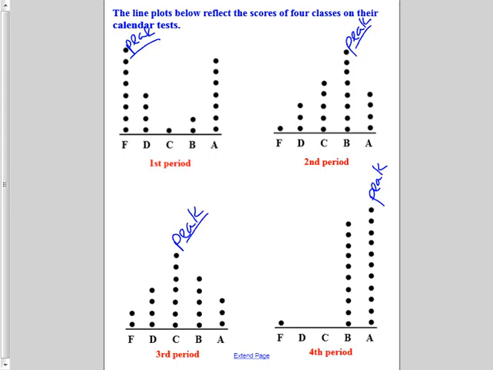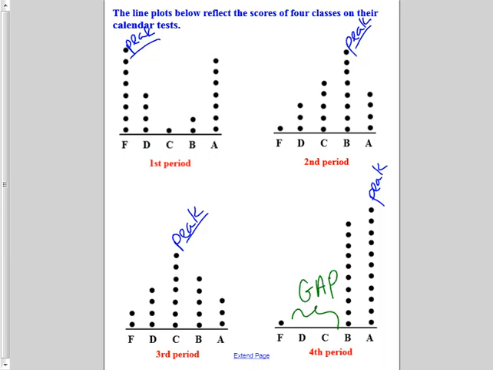When we look at gaps, none of these show a gap except for fourth period. There's a big gap here. One student made an F. Everybody else made A's and B's. So there was a big gap between that one student and the rest of the students. There are some places on the other graphs where there might not be a lot of data, but there's no other places where there's no data.